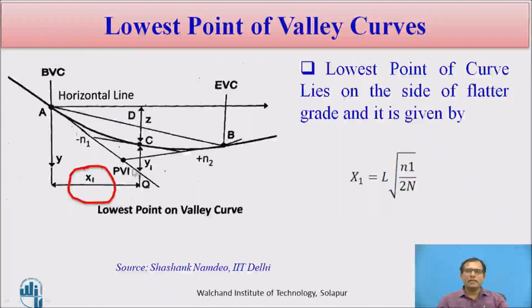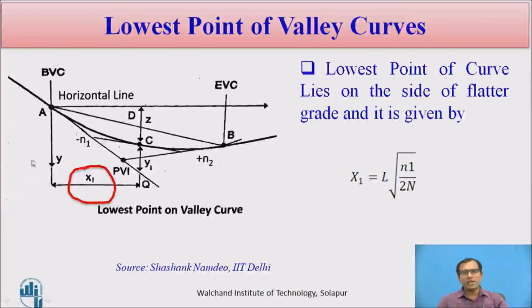To locate the drainage point in the lowest valley curve, to have cross drainage structures at the lowest point, to avoid the stagnation of water at the valley curves, we need to locate that lowest point. So what is the point of the valley curve? It lies on the side of a flatter grade, nearest to the first tangent.